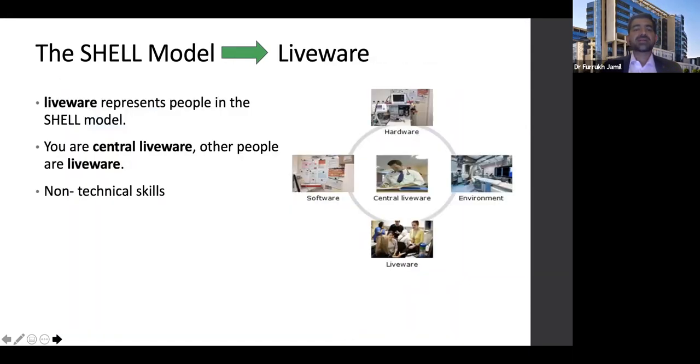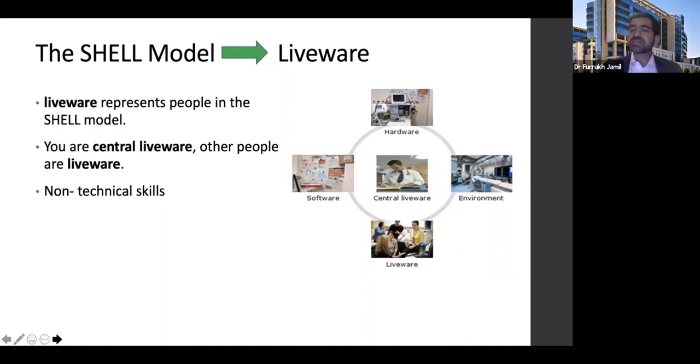Now, L in the SHELL model is liveware, and there are two Ls here, as you can see, a central liveware and a peripheral liveware. And this is the team. So central liveware is you in the team, and peripheral liveware is the other members of the team. So put together, it's basically a team. And basically what that means is the non-technical skills, which probably is the one we're going to discuss more and focus on more.